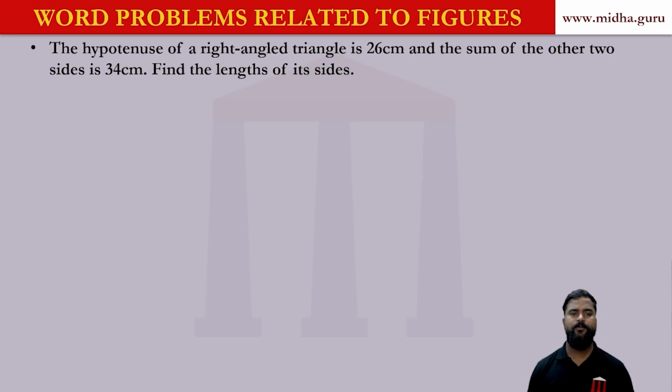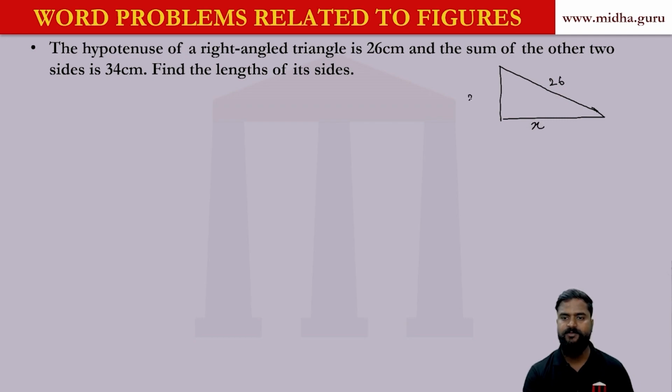The first example problem says the hypotenuse of a right angle triangle is 26 centimeter and the sum of the other two sides is 34 centimeter. Find the length of the sides. First things first, we'll draw a right triangle. So it says the hypotenuse is 26 centimeters and the sum of the other two sides is 34. So if we take one side to be x, the other should be 34 minus x, because when we add them, we'll get 34.